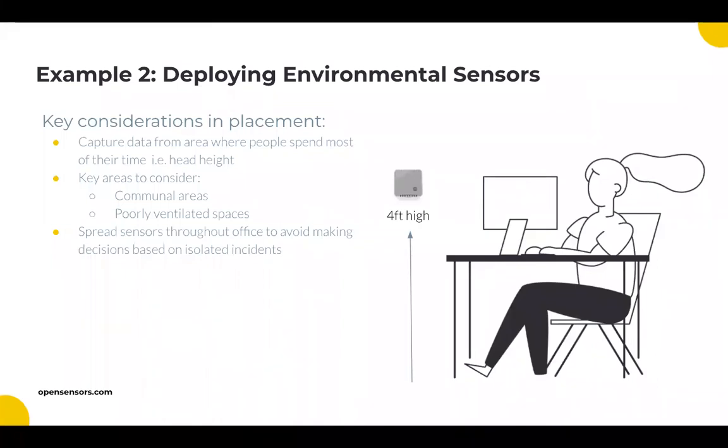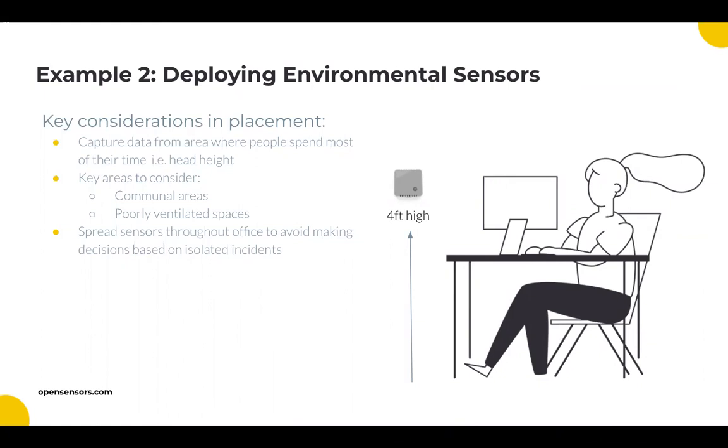We would say sitting because that's where you spend most of your time, but you basically want to know what the air quality is where you spend most of your time. And there will be a difference between head height and the ceiling. These sensors should be used anywhere there's communal access, lots of different people milling about, to make sure that it's safe, and also in poorly ventilated areas. So say meeting rooms that have no windows. That's where you want to have these sensors in.